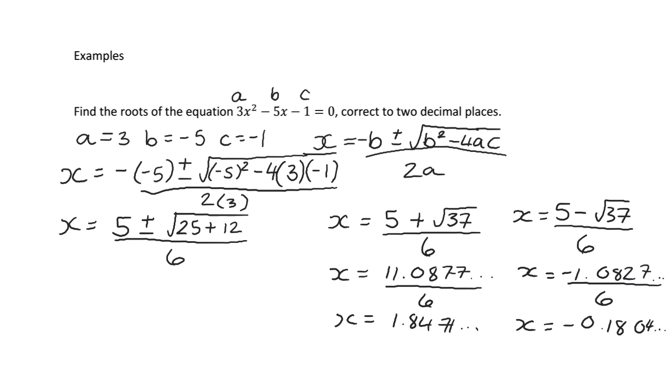Now the question itself has said correct to 2 decimal places. So the last thing I'm going to do is write a wee statement at the end that says roots are negative 0.18 and 1.85. So there I have found the equation, I've solved the equation, and I've given my answer to 2 decimal places, just like I've been asked in the question.